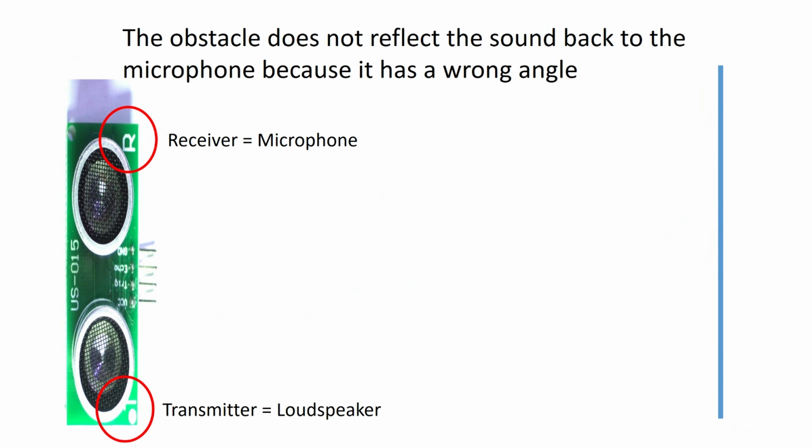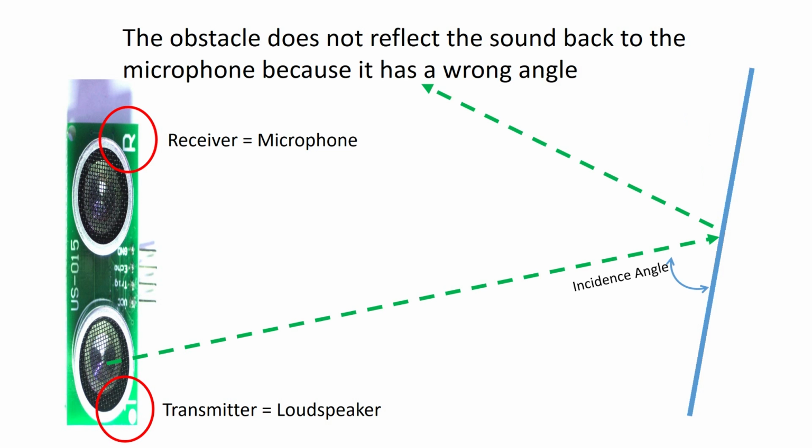The obstacle does not reflect the sound back to the microphone because it has a wrong angle. Then the microphone also does not hear anything and no distance can be measured, even if the obstacle is very big. This case is important for autonomous driving, as we will see in the next video.